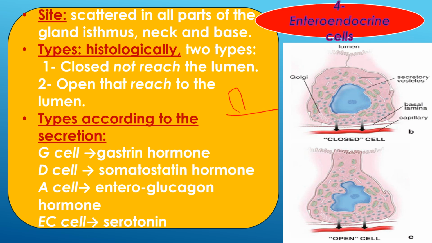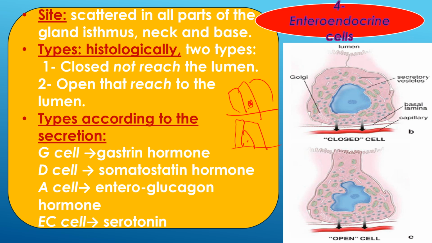sometimes it may reach the surface, so it is the open type, which reaches the lumen of the stomach. The second one is a short cell embedded in between the cells that can't reach the surface, so it is a closed type. This cell is going to make its secretion into the blood or into the lumen. It is endocrine, so it will make its secretion into the blood.